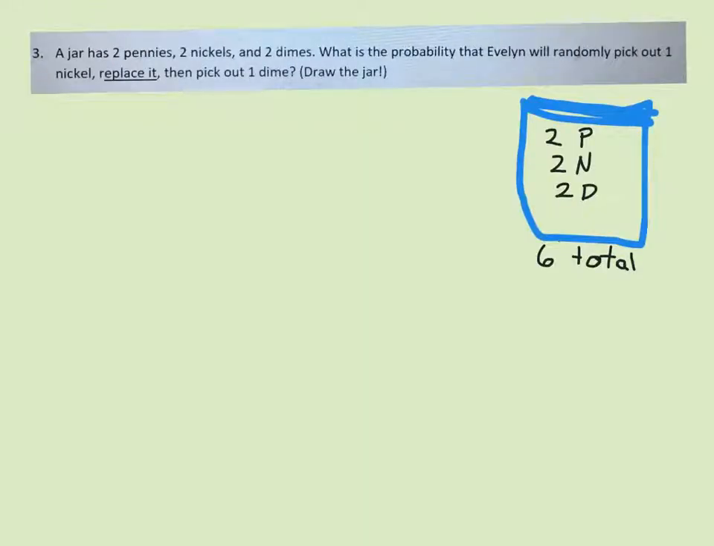All right, problem 3. A jar has 2 pennies, 2 nickels, and 2 dimes. What is the probability that Evelyn will randomly pick out 1 nickel, replace it, again this is a with replacement problem, then pick out 1 dime? All right, so what I want to try to find is the probability of picking out 1 nickel and replacing that nickel and then trying to pick out a dime.